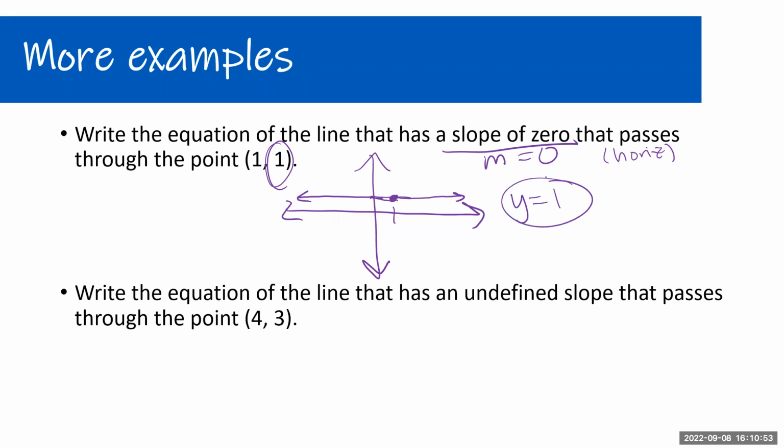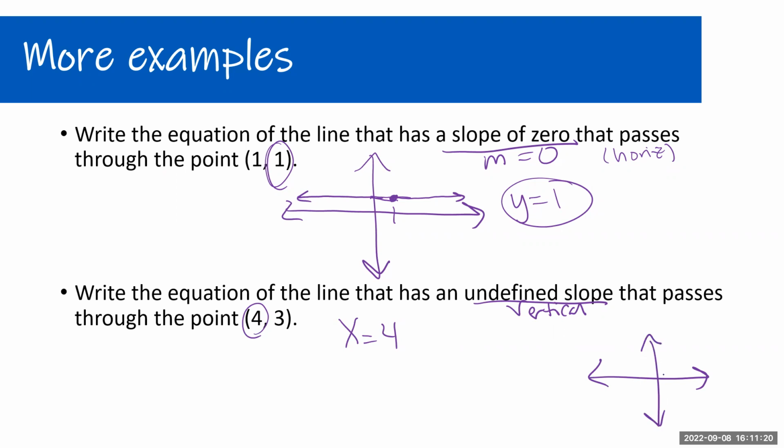What about the equation of a line that has an undefined slope that passes through 4, 3? Well, undefined slope is, remember, that vertical line. Okay. And it's going to go through the point 4, 3. So when it's vertical, our y's are changing. They're going haywire, but our x is going to stay the same. So this is going to be x equals 4. And you could graph this one too if you wanted.